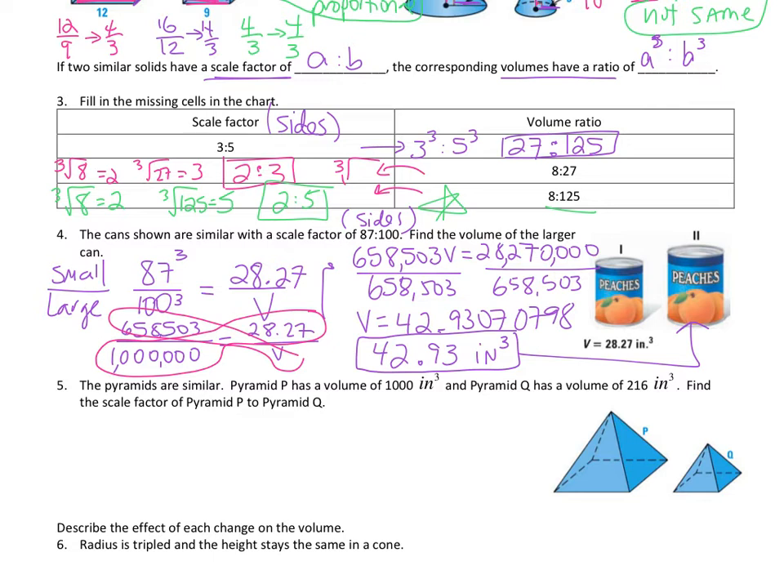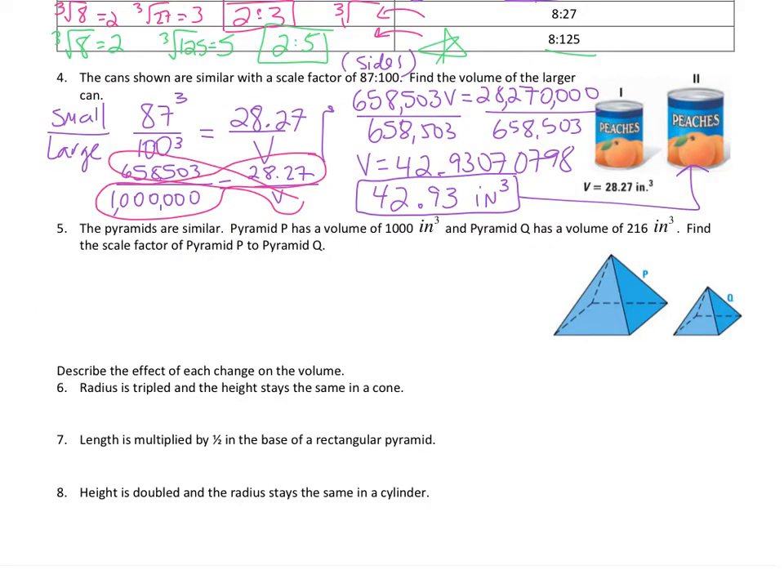So now we're going to do the same thing. We're going to use the same idea for number 5. If we know that our two pyramids are similar to each other, we need to work backwards and figure out what the scale factor is. So if we say it is P to Q, that means P is on top, Q is on the bottom for all of our numbers.